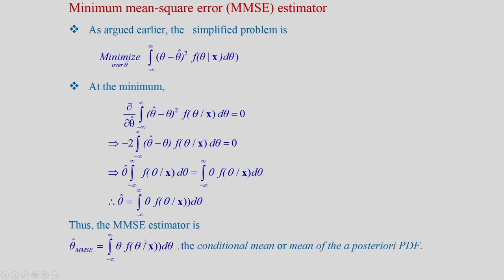So, what we get is that the MMSE, minimum mean square error estimator, is given by theta hat MMSE equal to the integral from minus infinity to infinity of theta f(theta given x) d theta. This is the conditional mean, or the mean of the a posteriori PDF. Therefore, we have to find the a posteriori PDF f(theta given x), and the mean of this will be the theta hat MMSE.